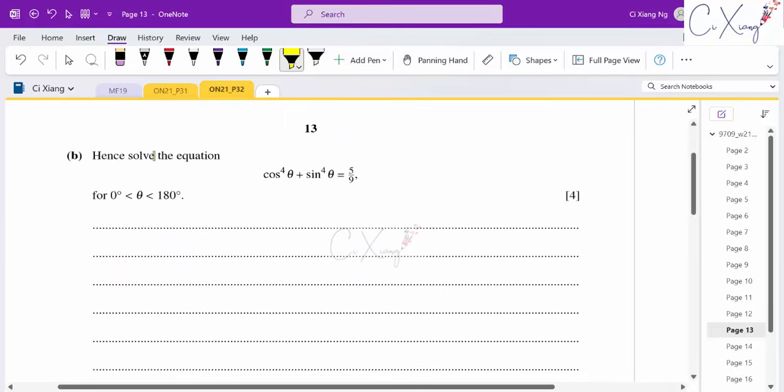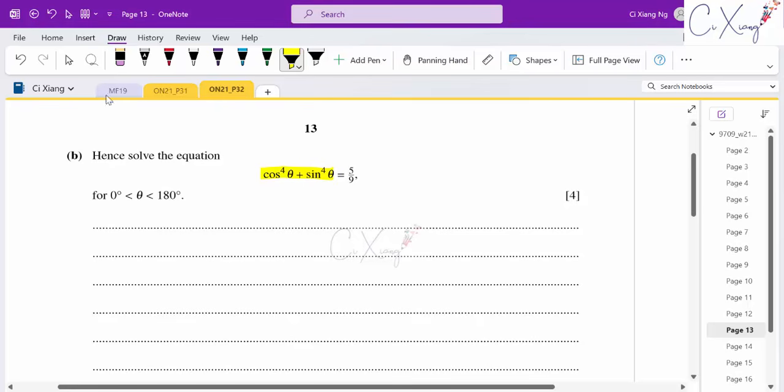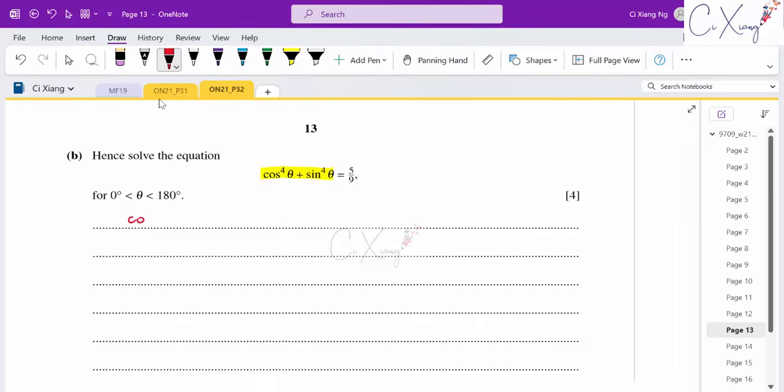For part number B, now they want us to solve this equation: cos power 4 theta plus sine power 4 theta equals 5 over 9. I want to apply the result that they wanted us to show for cos power 4 and sine power 4 in part A. Substitute the result here. From part A, the left-hand side equals the right-hand side, which is 1 minus half sine square 2 theta equals 5 over 9.